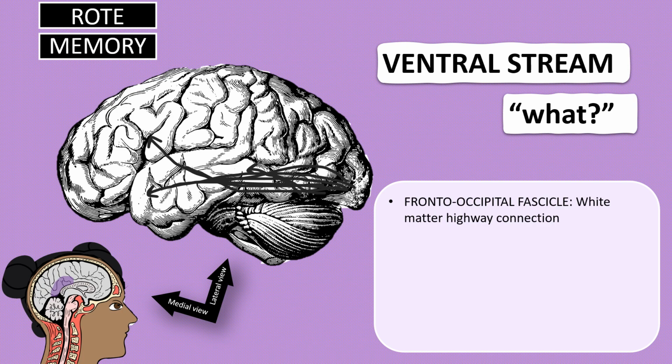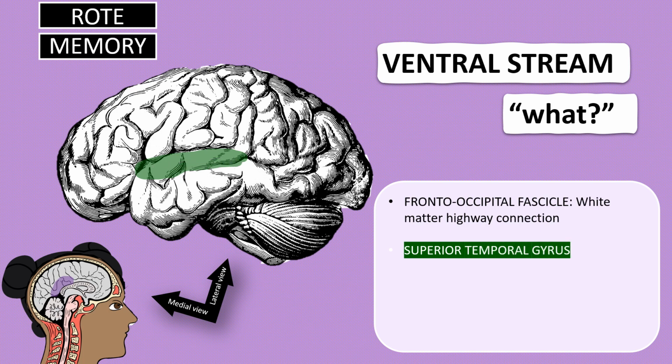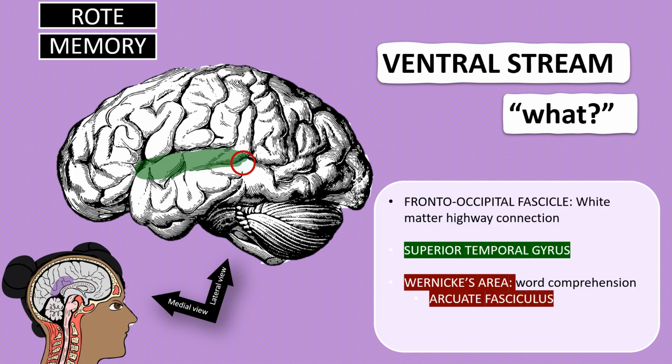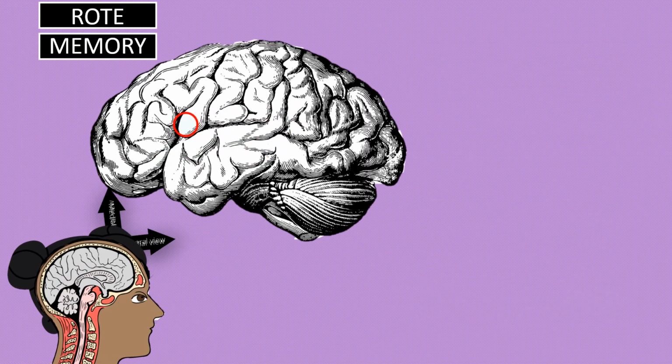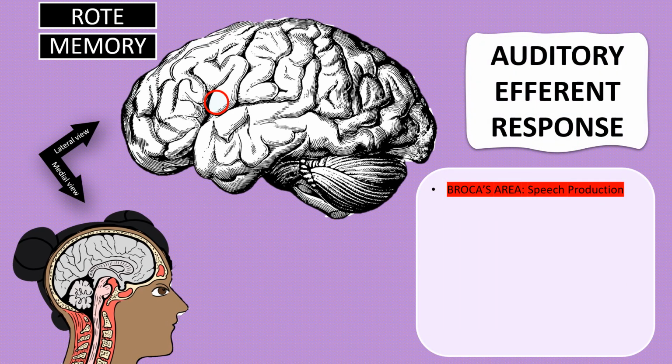Along the superior temporal gyrus, the completed verbal math equation is comprehended in Wernicke's area. The ventral stream then takes the understood verbal signals along the arcuate fasciculus into Broca's area, the frontal lobe, to begin the formation of speech. Broca's area, found in the inferior frontal lobe, organizes the inflection and articulation of how the verbal answer will sound.